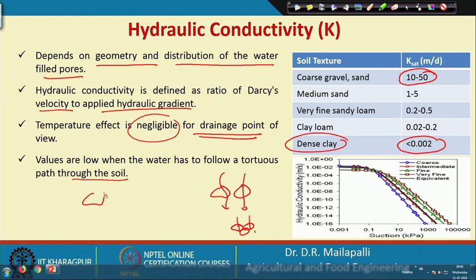Suppose you have definite large pores versus small pores. The water will pass through one like this, as well as a direct path. So, the flow path in the case of smaller pores is a long path, which means the tortuosity is higher. So, in this case the hydraulic conductivity is lower than in the other case. So, here it is a free flow. Okay.